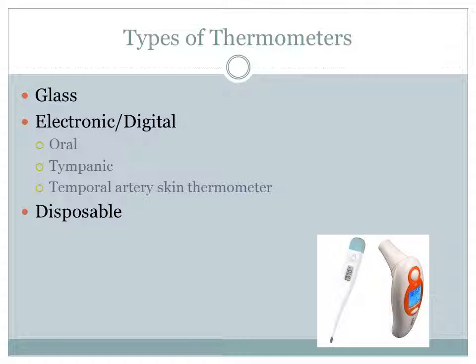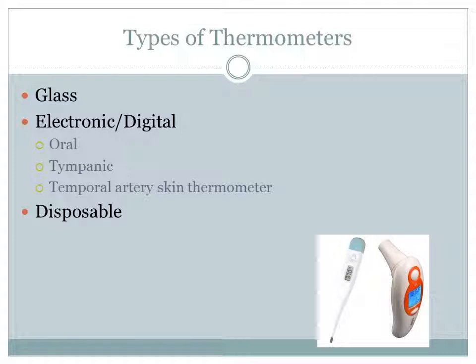There are several different types of thermometers out there. We have glass thermometers, which are the old-fashioned kind. They should not be used in unconscious, confused, or agitated clients. You have to shake down the contents below the normal range prior to use. The long lines on the scale will indicate 1 degree and the short lines will indicate 2/10 of a degree.